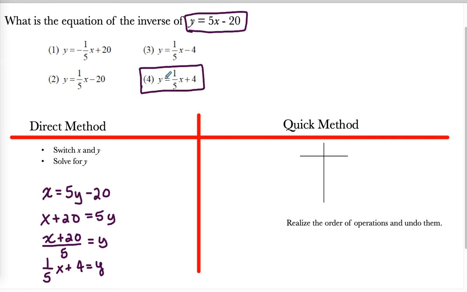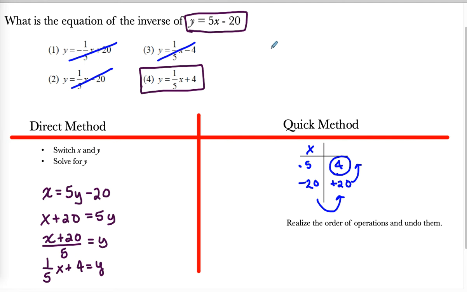Now, I used the direct method, which basically means this. I started with an x. It got multiplied by 5 and then minus 20. So now to inverse that, -20, the inverse of that is plus 20. And then instead of multiplying by 5, I would divide by 5. So I'm looking for a plus 4. You have a minus 4, you have a plus 20, there we go.